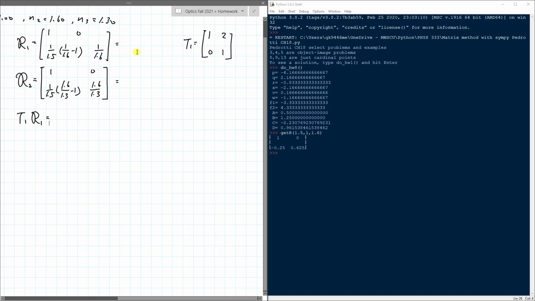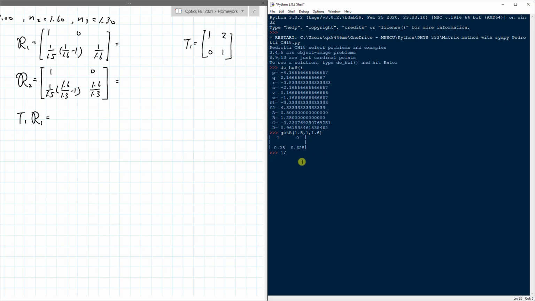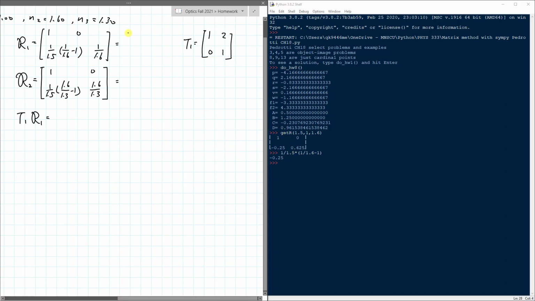Okay, so I was doing that. Let's just calculate the bottom left component here. So 1 over 1.5, based off this expression here, times 1 over 1.6 minus 1. Okay, so that turns out to be just the right number. That makes us feel better that this calculation is right. So we'll copy it over here. So it's a 1, 0, negative 0.25, and positive 0.625.